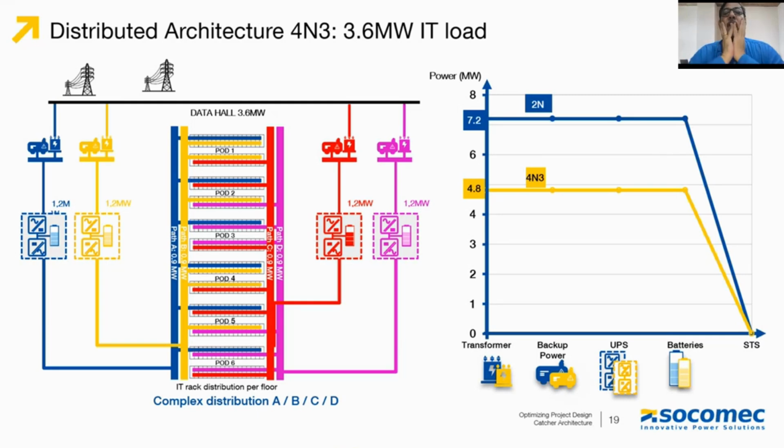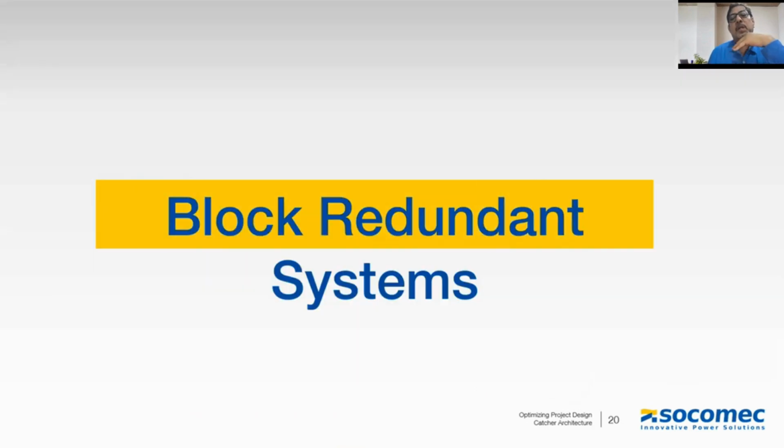So overall, this is a comparatively optimized architecture compared to the conventional 2N, where concurrent savings on capex and opex are realizable, right? However, as I said, the distribution of these four parts still remains comparatively complex, and needs to be managed carefully. Right. Now, the third architecture, which is gaining popularity globally, is the block redundant system.